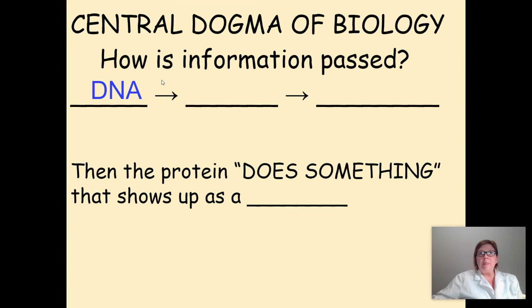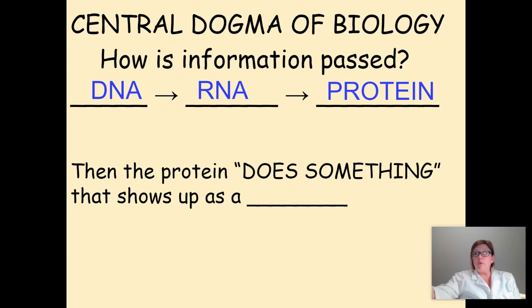And absolutely. So how is information passed? So we're thinking genetic information. So when we hear the central dogma, we're thinking genetics. We're thinking it starts with DNA. How does genetic information flow? It goes from DNA, RNA, protein. So DNA provides the instructions for how we're built. That message is transcribed into an mRNA. That's the code. And then the code is translated into a protein, okay?